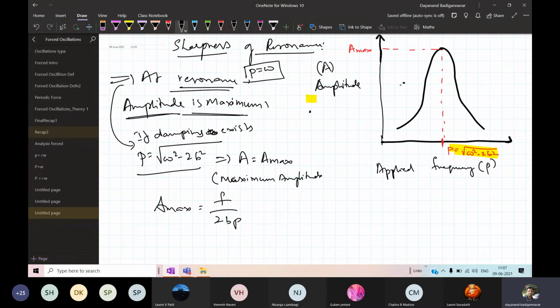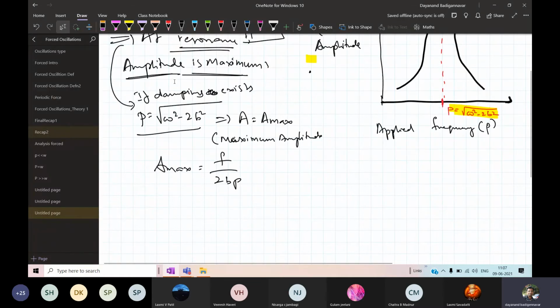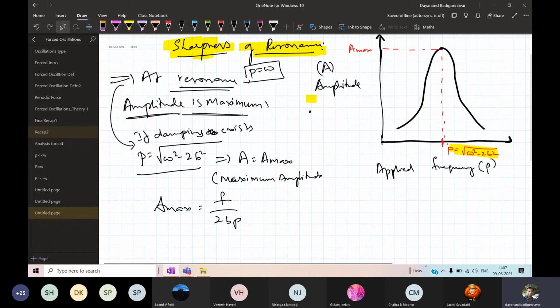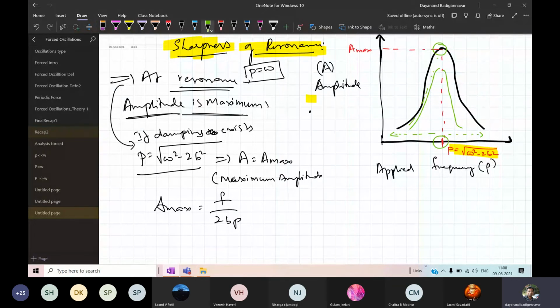Now there is a term called sharpness, the sharpness of the curve. Whenever you have the resonance condition, you get the maximum amplitude. But for other frequencies, lesser than that and greater than that, the amplitude is decreasing. You're getting the point. Clear? If it is decreasing very fast, then we say that the sharpness of the curve is high.